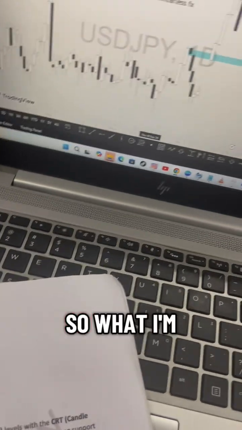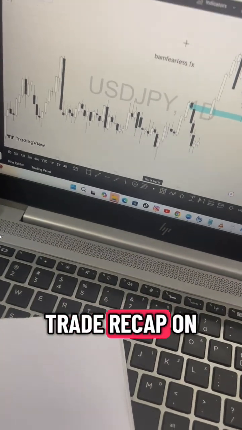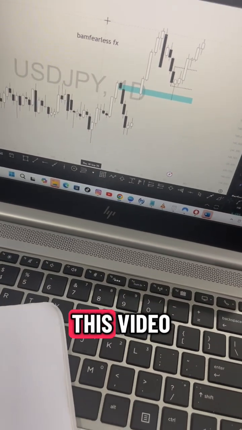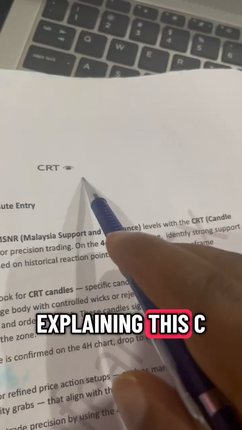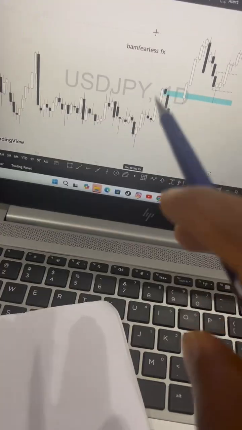Learn CRT plus MSNR in 10 minutes. I would like to do a quick trade recap on USDJPY. In this video, I'll be explaining two things. First, I'll be explaining CRT and how we can use CRT plus MSNR. Basically, I'll be using CRT plus MSNR to analyze this USDJPY.